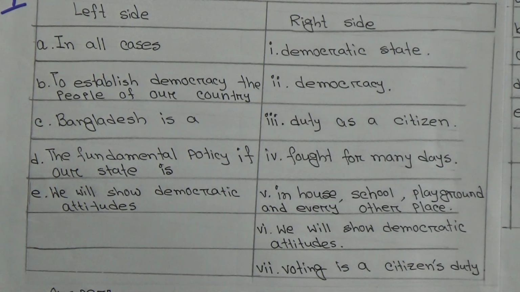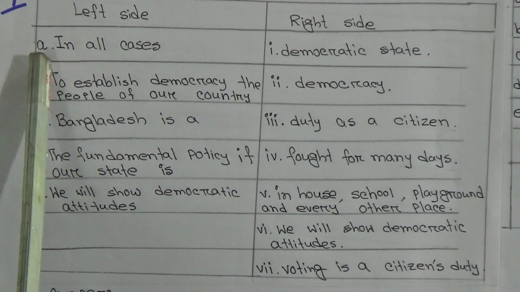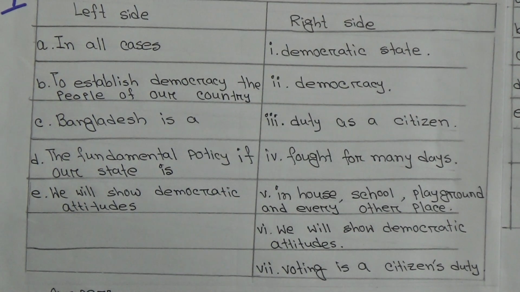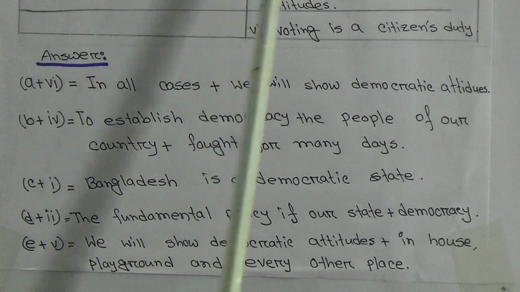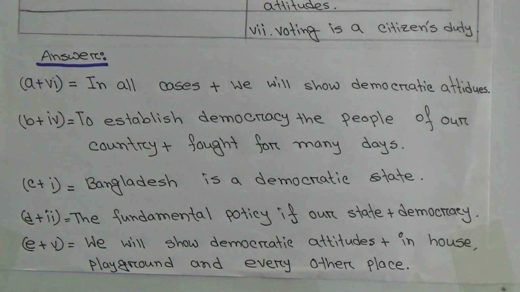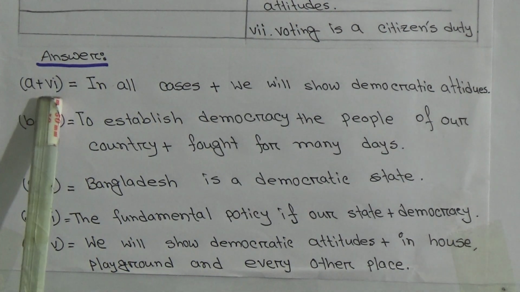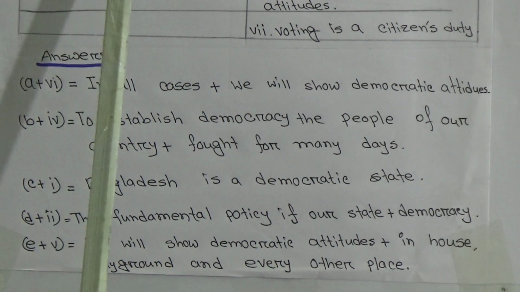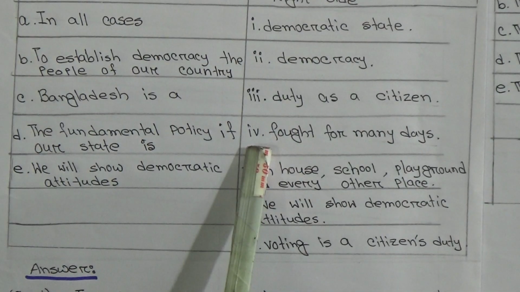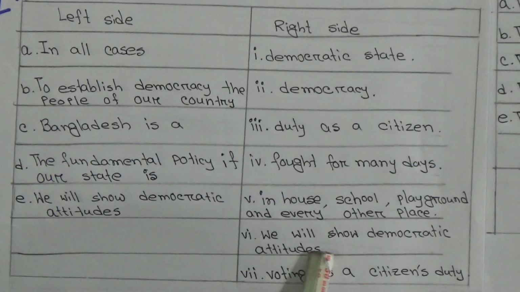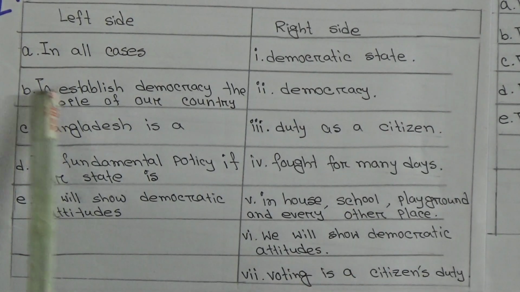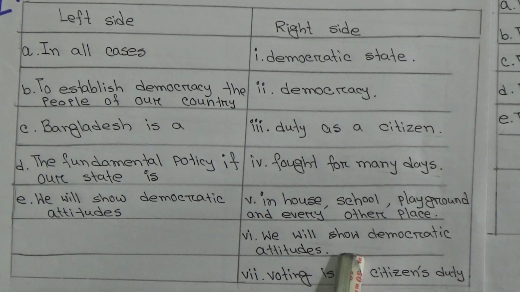Now we have to match A, left side with right side. First you have to write the left side number, then the right side number. So the first one is A plus 6. In all cases, plus 6. Where is the 6? Yes: we will show democratic attitude. In all cases, we will show democratic attitude.